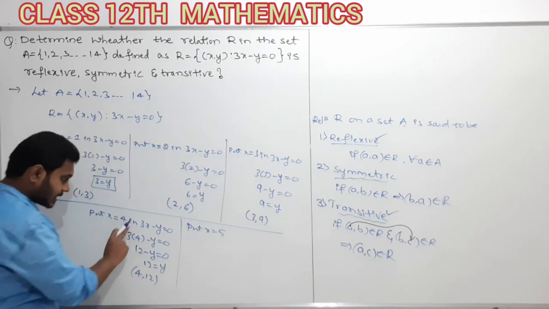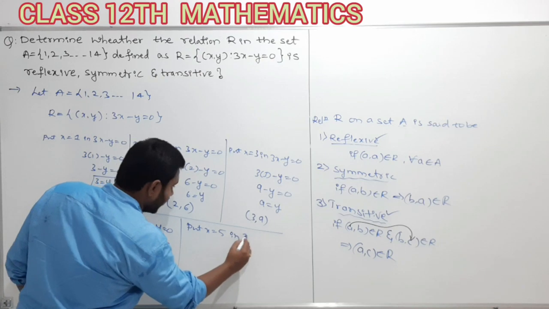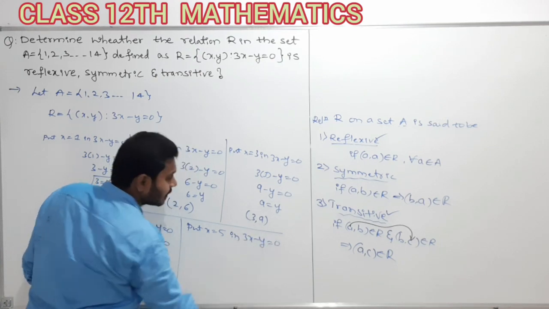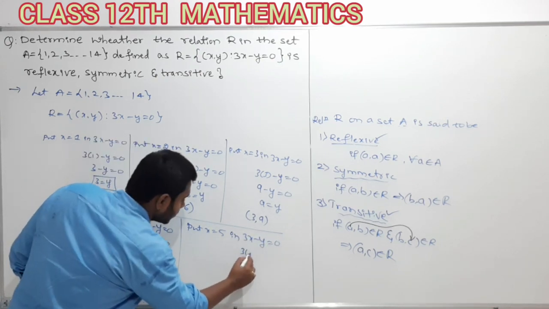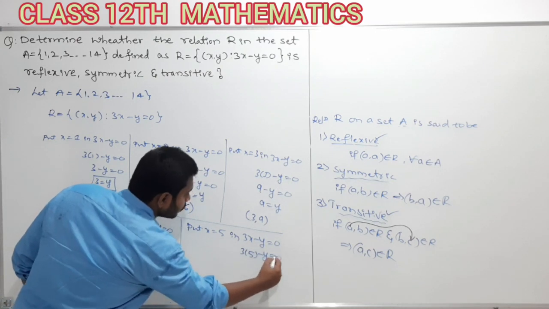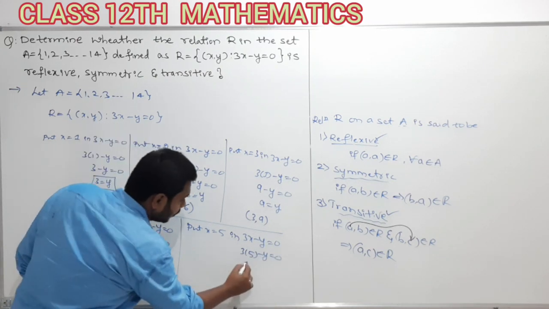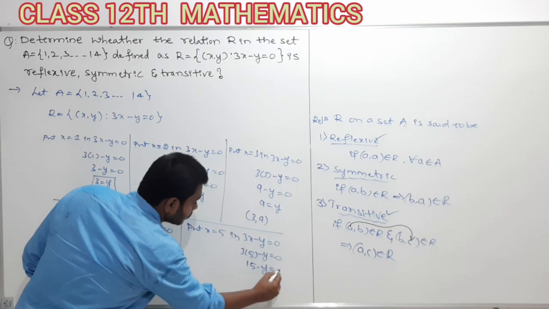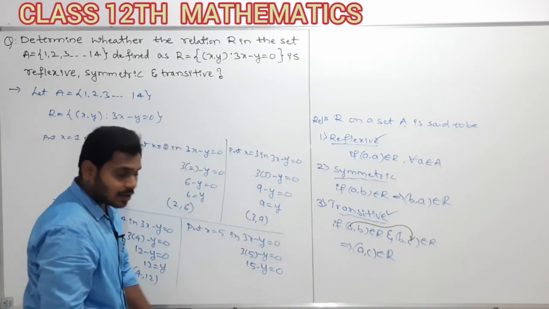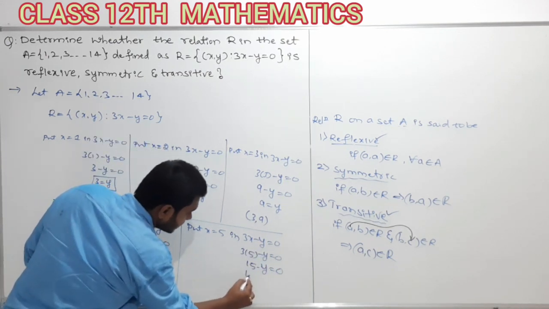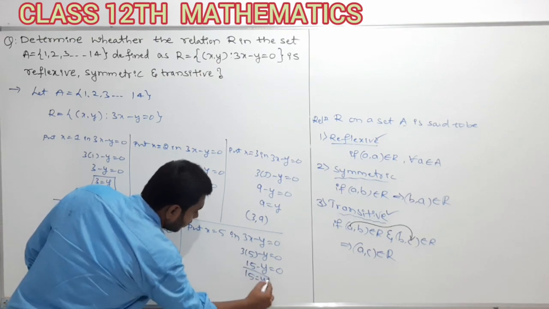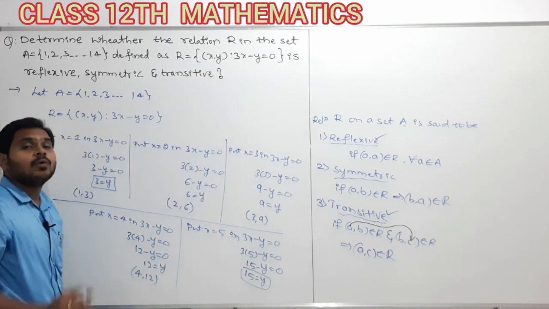And next, my dear students, I'll substitute x value as 5. If you substitute x value as 5 in 3x minus y equals 0, here it is 3 into 5 minus y equals 0. 3 into 5 is 15, minus y equals 0. And now, my dear students, minus y, if I shift that side, means it is plus y. 15 is your y value.